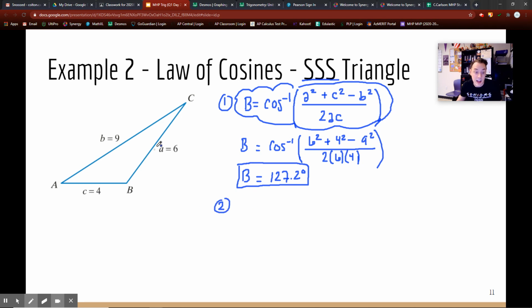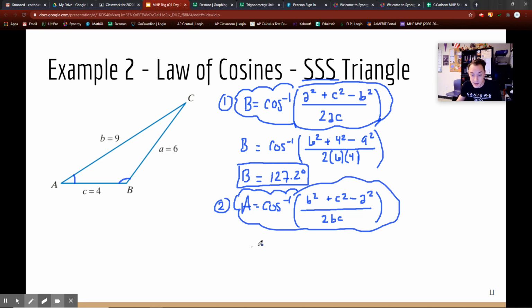So let's find A. I found B, and that makes sense. It's obtuse, definitely obtuse. Now this is acute. Now A equals the inverse of cosine of, and it's going to be a little bit different. For A, it's going to be taking your B squared first, then plus your C squared minus A squared, and then this is all going to be over 2BC. So this is your formula for A.